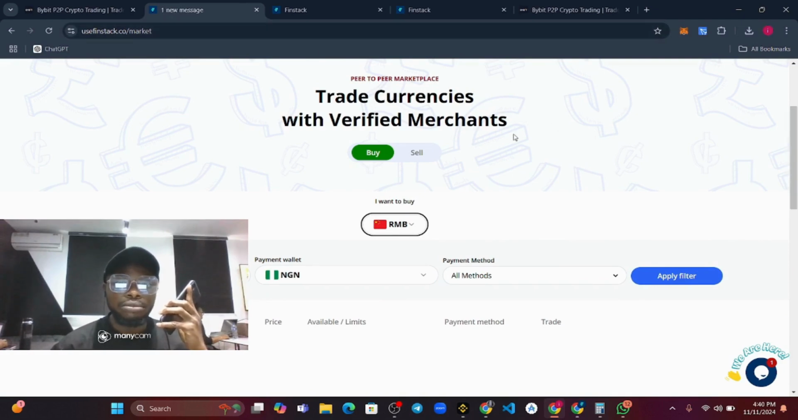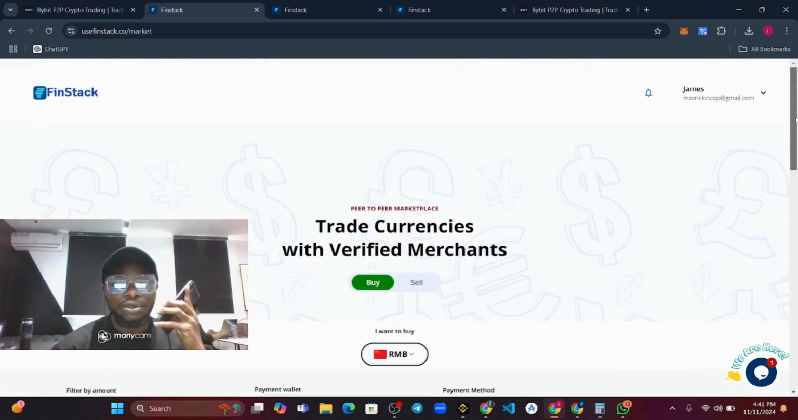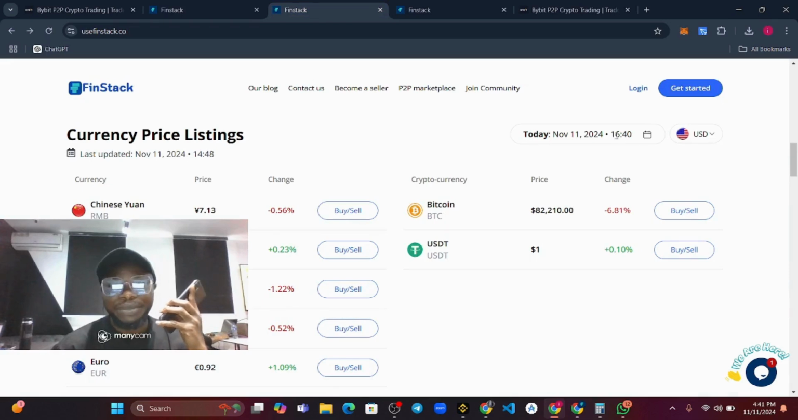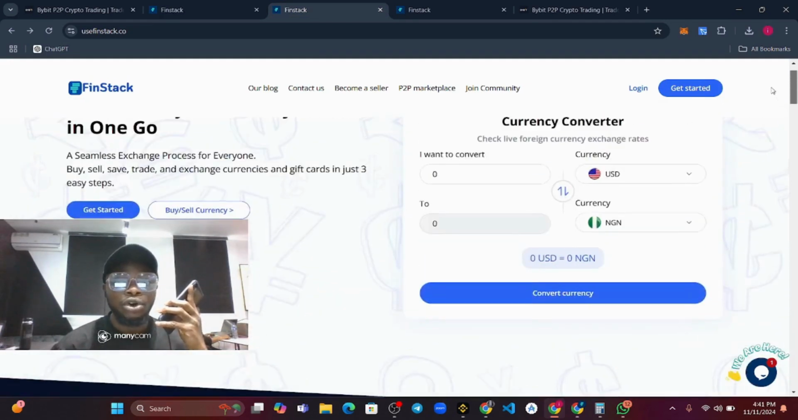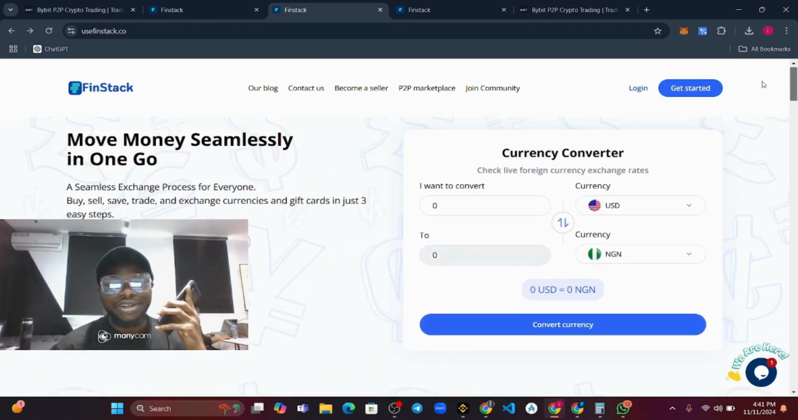Volumes are gradually increasing, but maybe it may not be as high as platforms like Binance. But although at the moment you can't even buy and sell on Binance, because the restriction imposed by the federal government is still in place. So on Binance you cannot buy and sell, but on Finstack you can actually do OTC, over the counter.